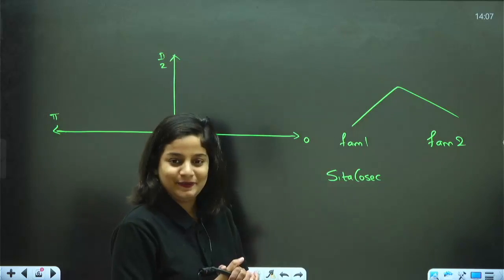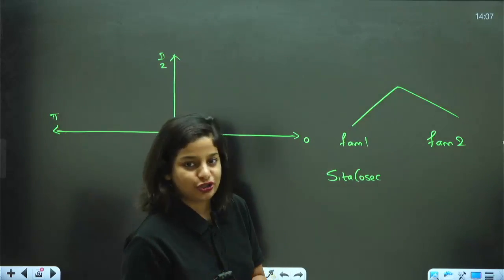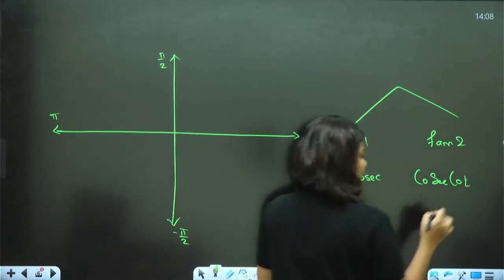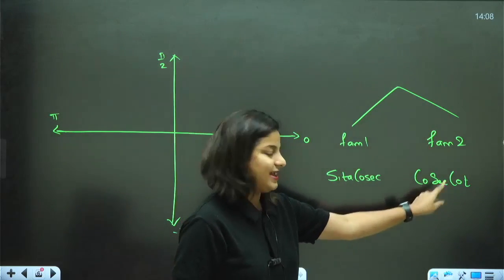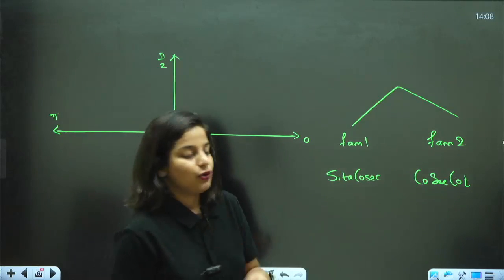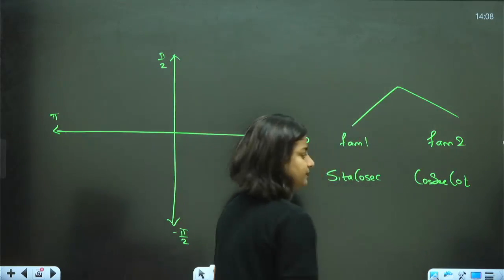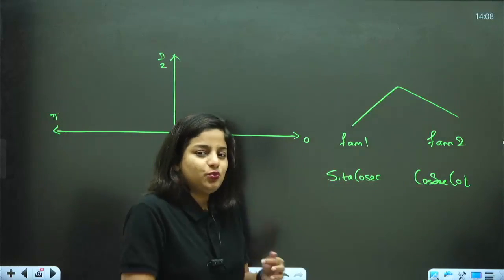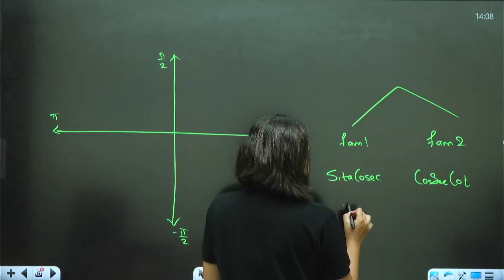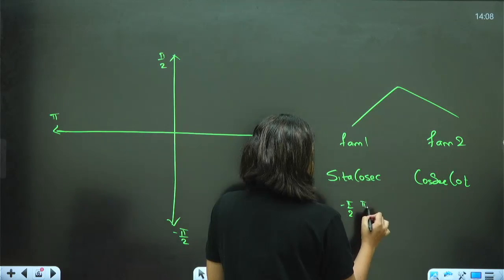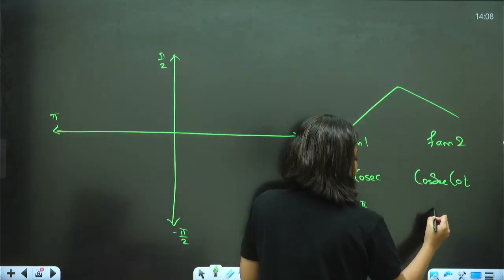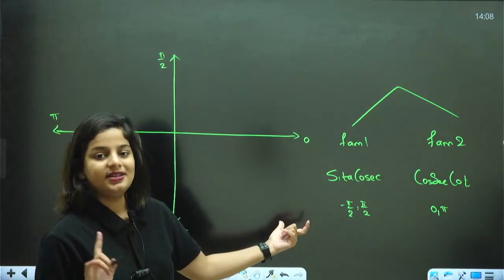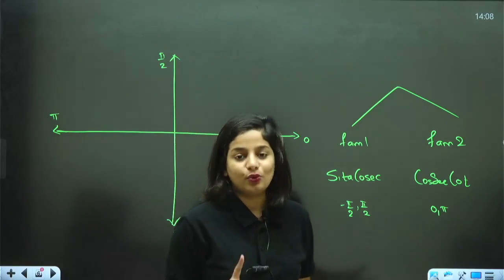Family 2 has cos, sec and cot. Okay, these two families, what is the difference? The first family is always minus 90 to plus 90. The second family is 0 to pi. First family is always minus 90 to plus 90. Second family is 0 to pi.